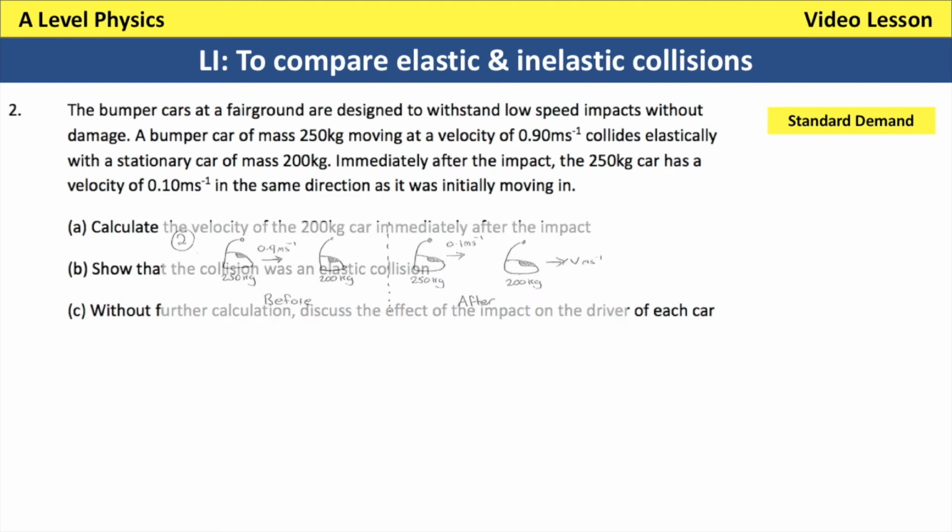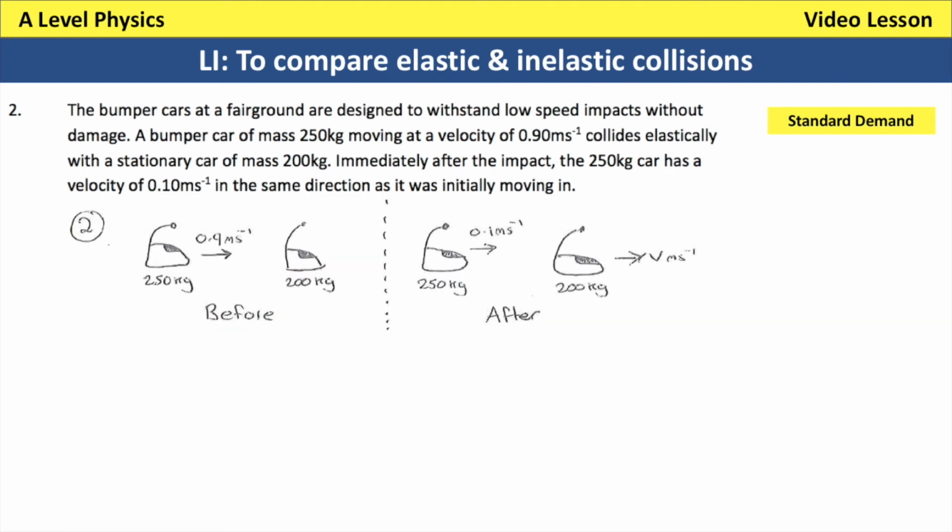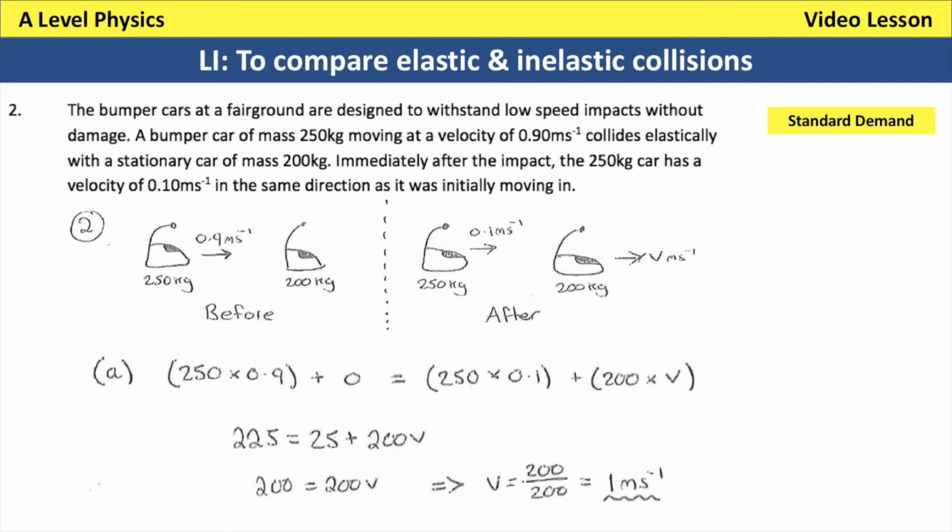Definitely worth doing a sketch of this. I've just put it over the question there to save space, and I've done very nice diagrams there of the bumper cars as well. So we work out what the momentum beforehand was. The momentum beforehand will be 250 times 0.9. That 200 kilogram car isn't moving. Then we look at the after the event. We've got 250 kilograms times 0.1, and then we're adding to that 200 times v, because we don't know what the speed of that 200 kg car is.